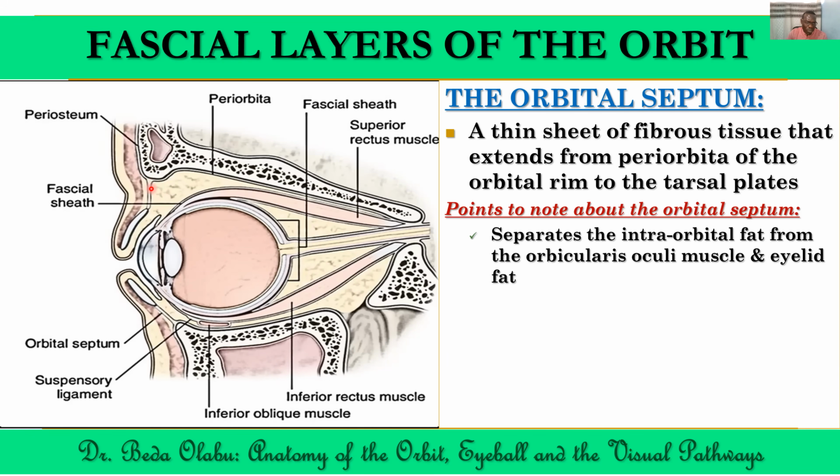So if this is the orbital septum, extending from the margin of the orbit, an extension of the periorbita there, into the tarsal plate. So this is the superior tarsal plate, this is the inferior tarsal plate. This orbital septum separates the fat within the orbit, intraorbital fat, from the fat within the eyelids, but also from the orbicularis oculi muscle as well.